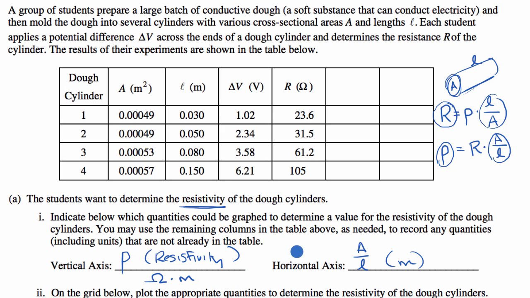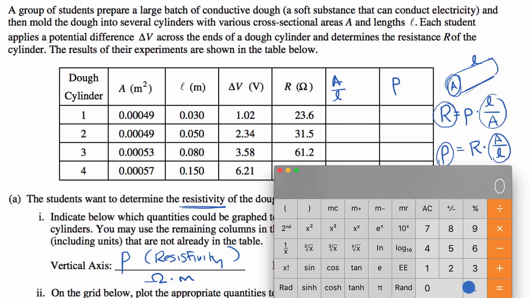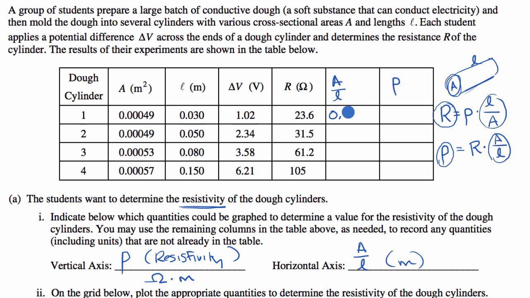And now, to be able to do this, I need to calculate these things. So I want to calculate my area divided by length, and I also want to calculate my resistivity, rho. And so area divided by length, 0.00049 divided by 0.03 is equal to 0.016. So we have 0.016, two significant digits here, two significant digits in the things that I'm dividing with.